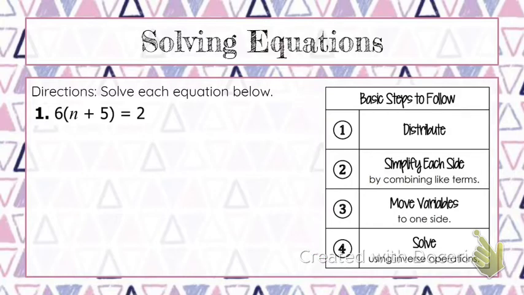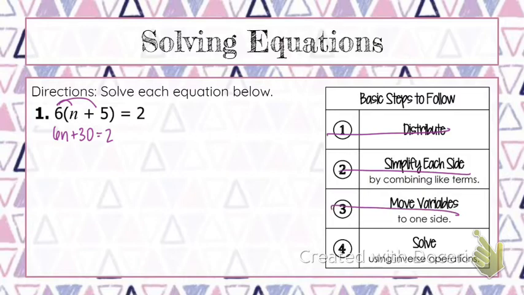First, we need to distribute if that's necessary, and it is in this first one. So this is very similar to what we talked about in the last video. So we're going to have 6n plus 30 equals 2. And so we've distributed. Then we're going to simplify each side by combining like terms. Well, on either side, there are no like terms, so we don't have to do that one. And then we want to move our variables to one side. Our n is on one side. We don't have any more.